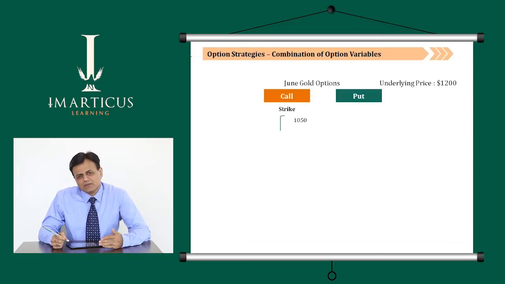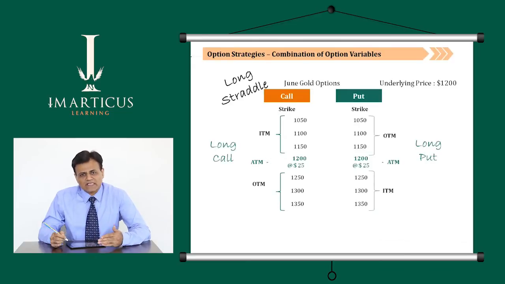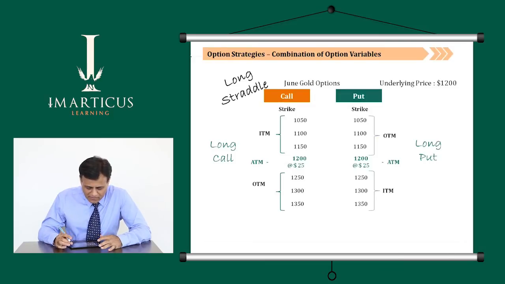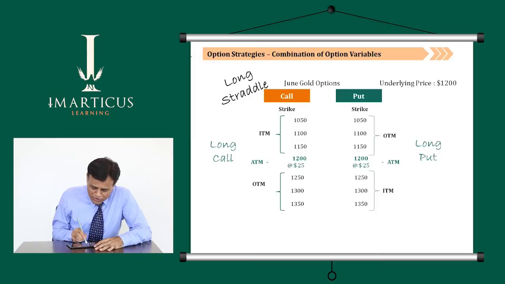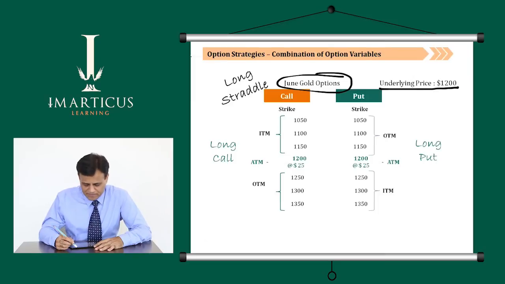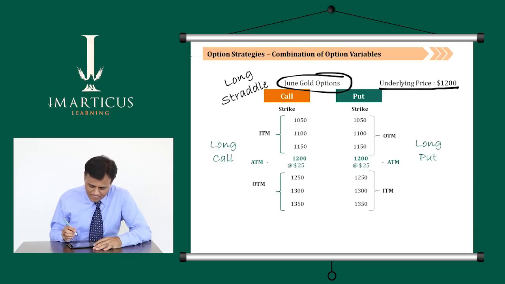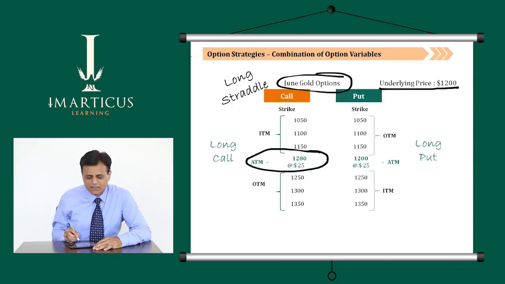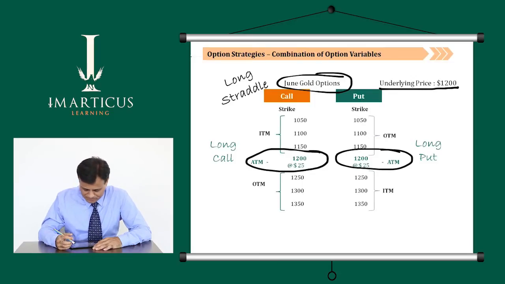In our previous slide, we talked about buying a call as well as buying a put. So what I have here are gold options. The price of gold is $1,200. Listed here are the various strikes available on calls as well as puts. In this particular strategy, we would be buying a long call and we would also buy a put, call it long put.